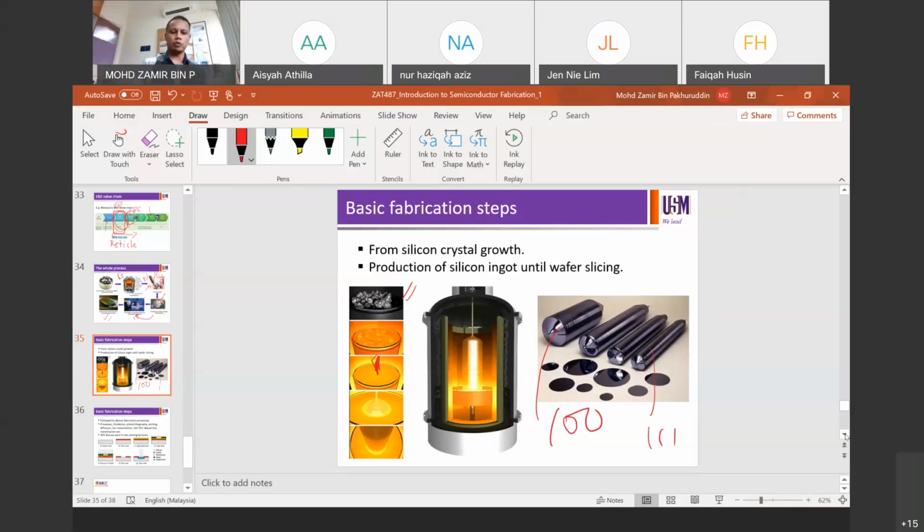So depending on what we want, we need to do a slow pull process to get the whole ingot, and then the ingot will be cut and sliced to get the wafers, right?